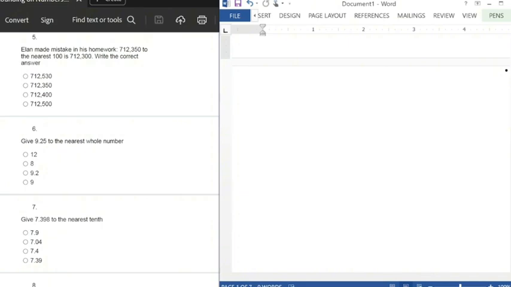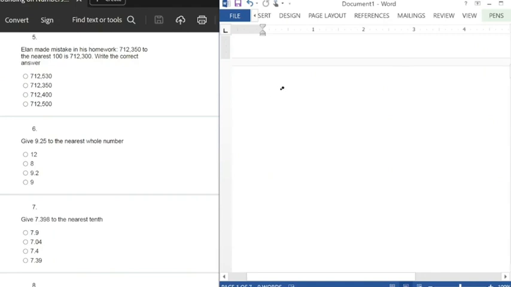712,350 to the nearest hundred. She wrote 712,300. So to the nearest hundred is the question. So write the correct answer. Which means we want to correct this. So we are saying that this is wrong, and if you look at it very well, it's also wrong.